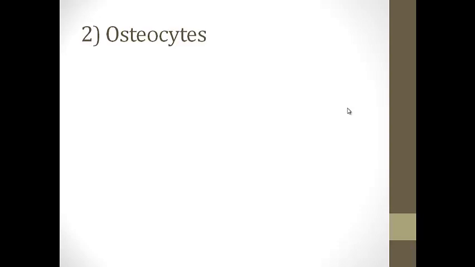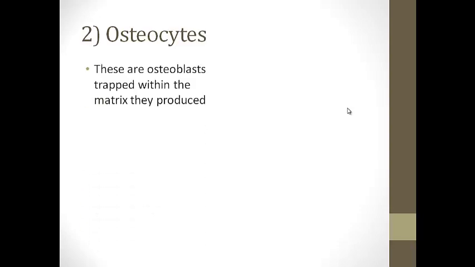The second type of bone cell that we have is called an osteocyte. Now this is the part that I said, if you watch the video about the histology of cartilage, it's going to make a little bit more sense for you, and hopefully it'll be clear. These are osteoblasts that are trapped within the matrix they produce. Basically, they've already produced the matrix, the matrix components surround the osteoblast, and when an osteoblast is surrounded by matrix, it becomes an osteocyte.